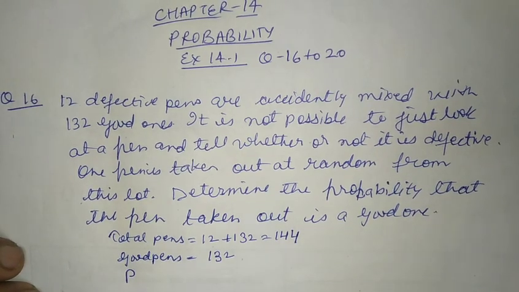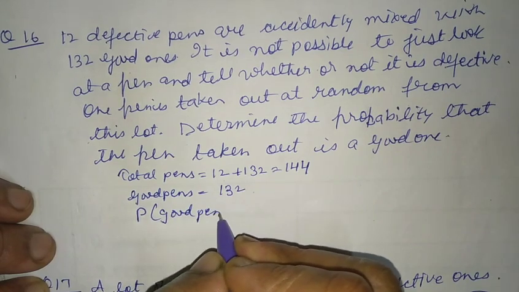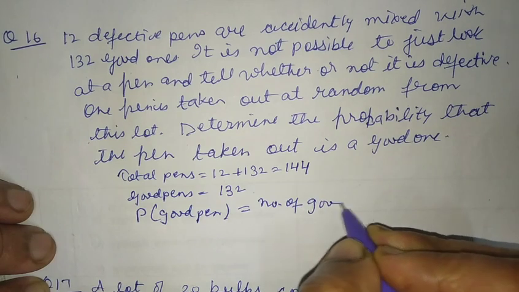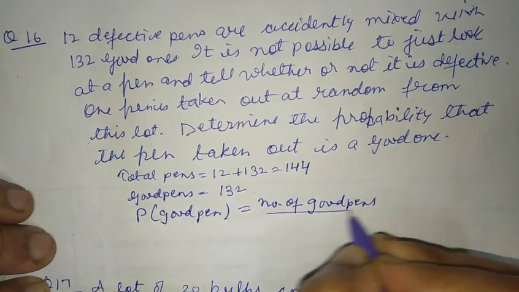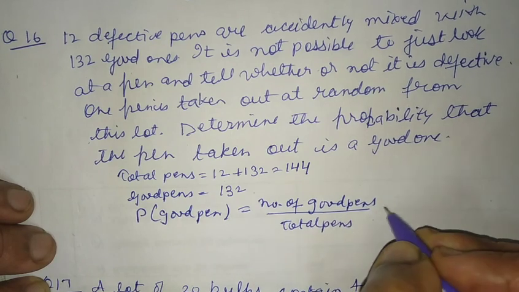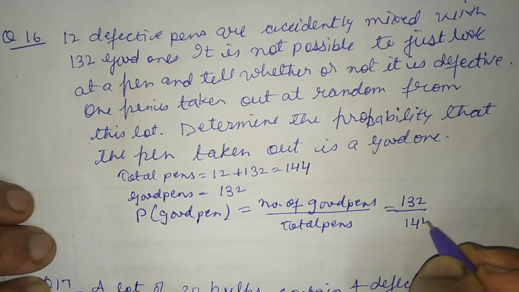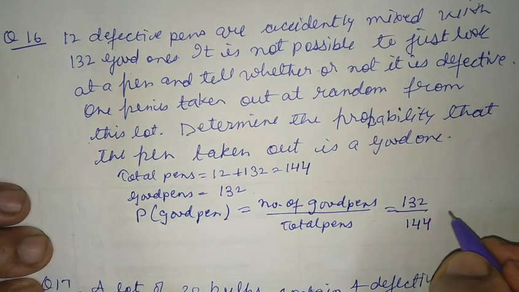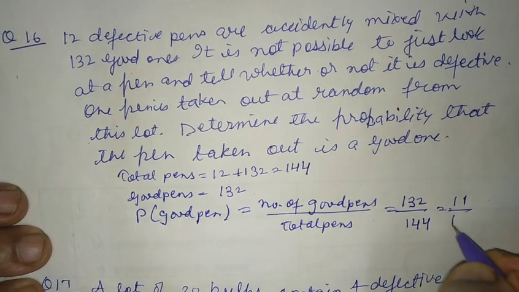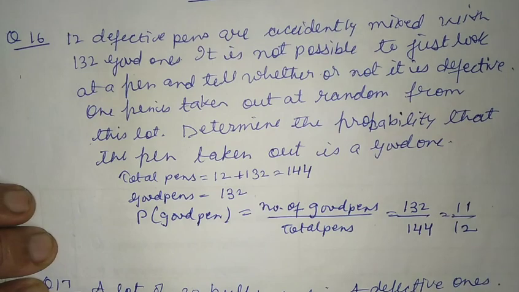So probability of getting the good pen will be equal to number of good pens by total pens. That will be, number of good pens we know is 132 and total pens is 144. We can divide it by 12. So we have 12 times 11 is 132 and 12 times 12 is 144. So probability of getting a good pen here will be 11 by 12.